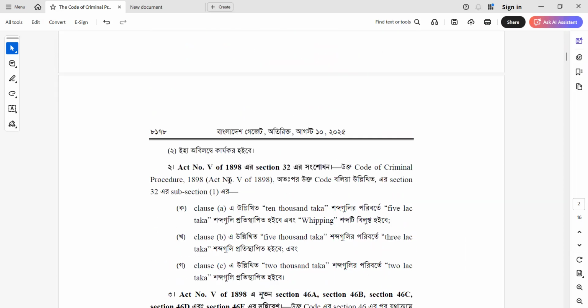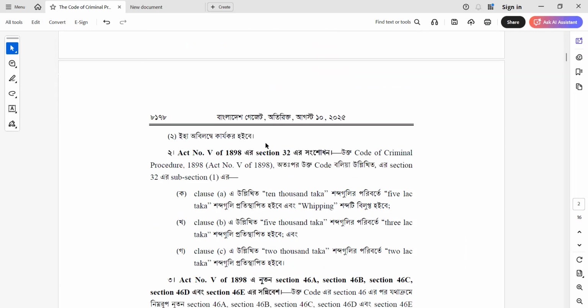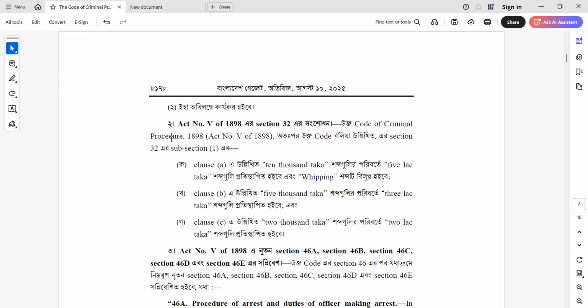So the first amendment is to Section 32. Section 32 is about sentences which magistrates may pass. This document is showing that the previous punishments allowed by the magistrate, for example 10,000 taka, 5,000 taka, or 2,000 taka, are increased to 5 lakh taka, 3 lakh taka, and 2 lakh taka. So this is what point number two is talking about. It's talking about Section 32.